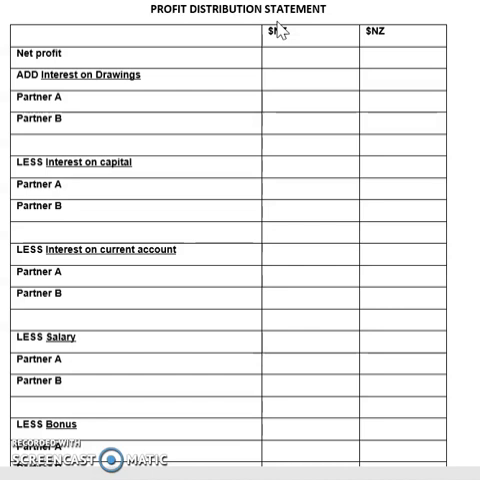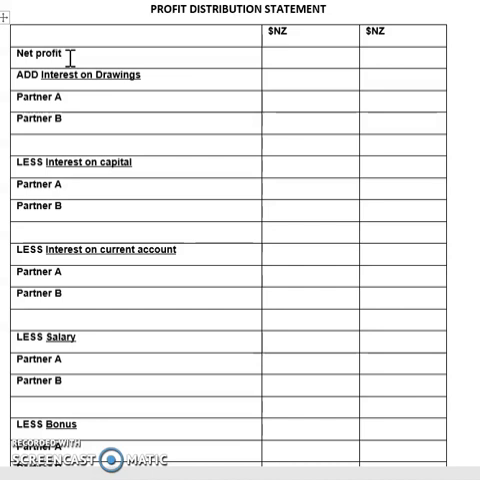First, you have to know why it is prepared. A profit distribution statement is prepared to share the net profit of the business between the partners. Net profit is calculated by preparing the income statement. Once we know how much the net profit is, it has to be shared between the partners.